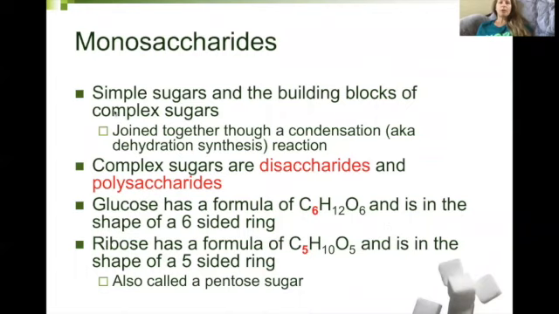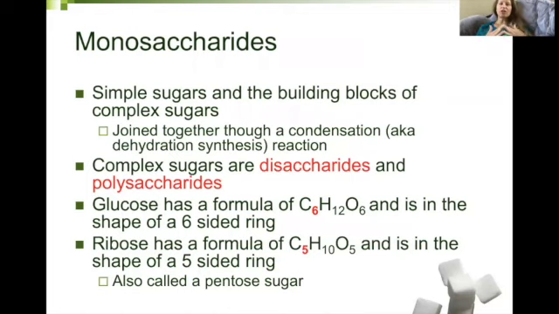Monosaccharides, mono means one and saccharide means sugar. These are simple sugars. They're the building blocks of our complex carbs or our complex sugars. They're joined together through condensation or dehydration synthesis reactions. Remember, that's where you pop off a water and you leave these dangling ends that don't want to be dangling ends, so they join together.